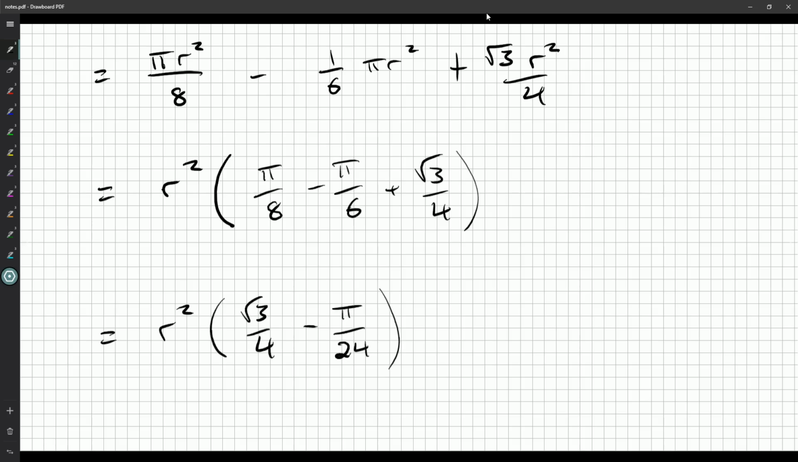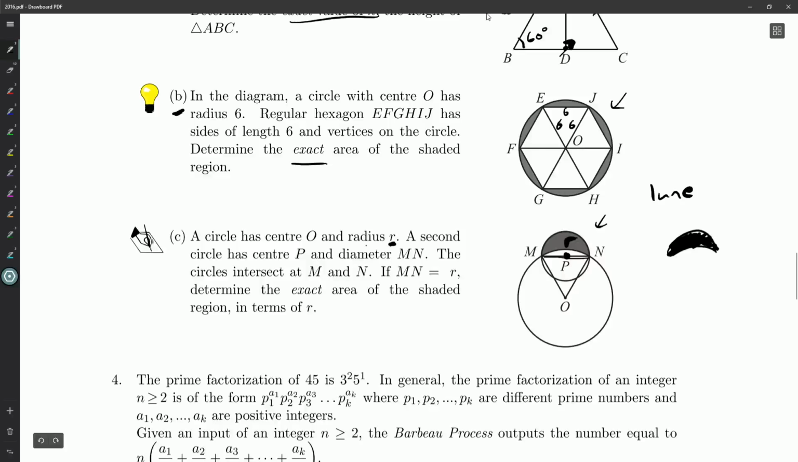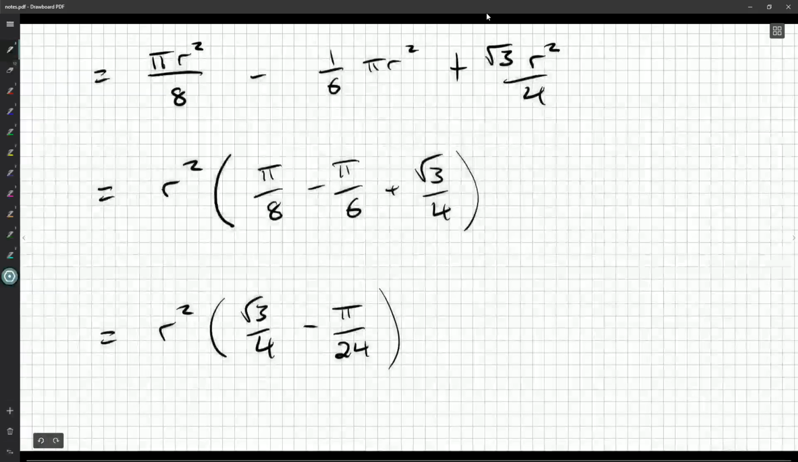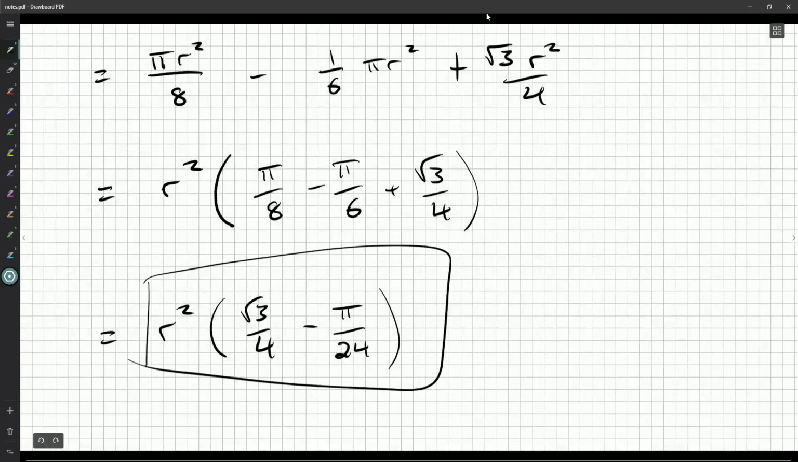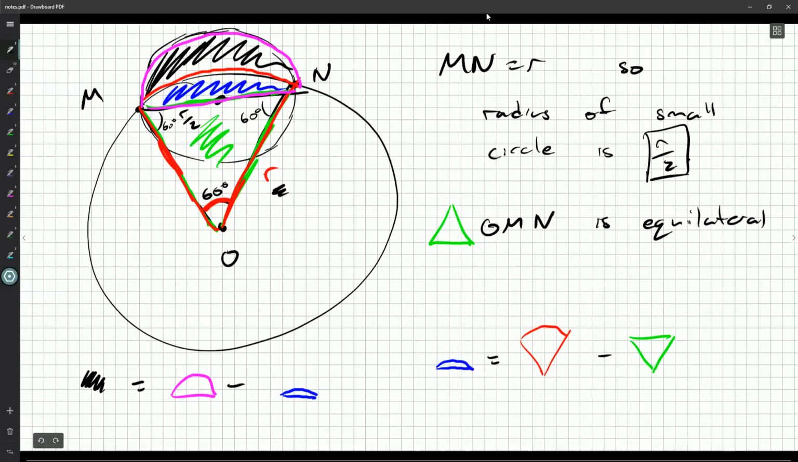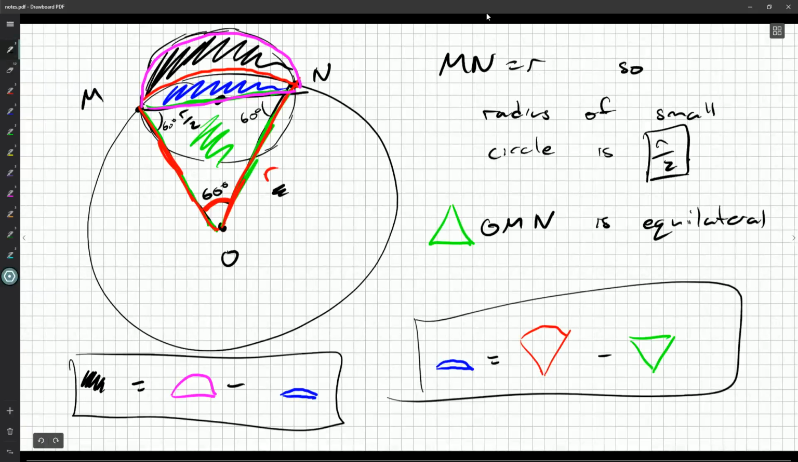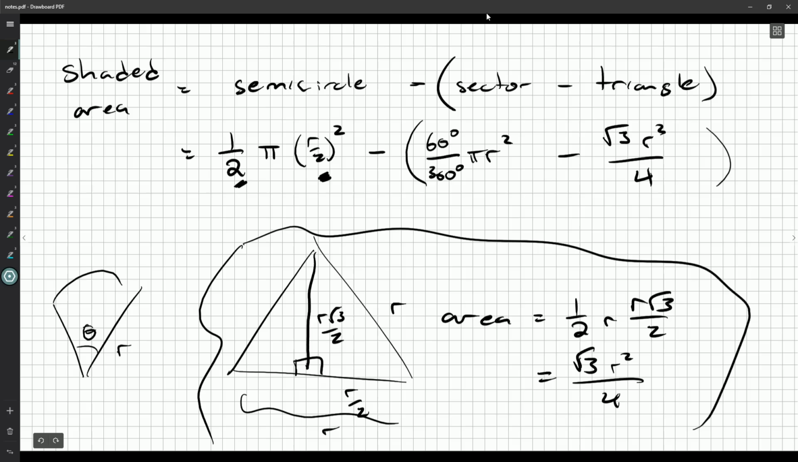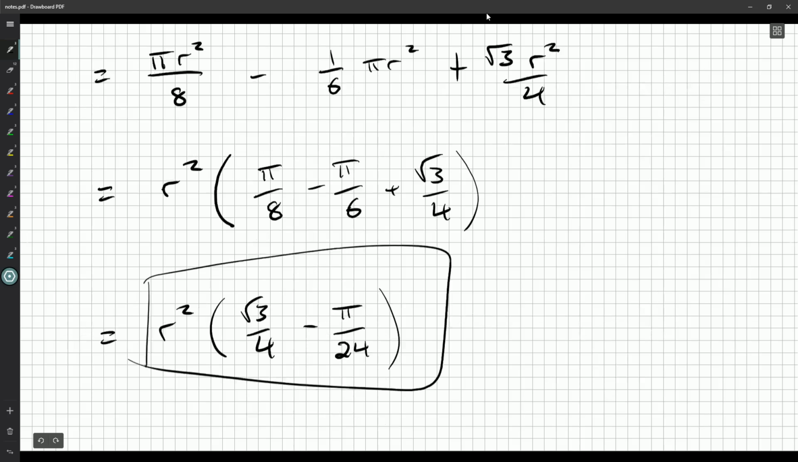I don't know if there's anything else I need to do. Determine the exact area of the shaded region in terms of R. No, I'd say we are done. Okay, we color-coded our picture to make it really easy to see how we were putting this stuff together. Semicircle minus the blue shape, and the blue shape is sector minus triangle. And then we get at everything in terms of R. So I'd say job well done. And we get ourselves ready for question number 4. We're going to finish off the Galois with question number 4, but we'll take a look at that in the next video.